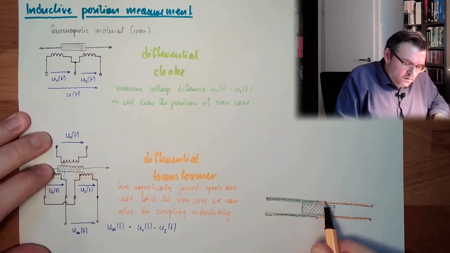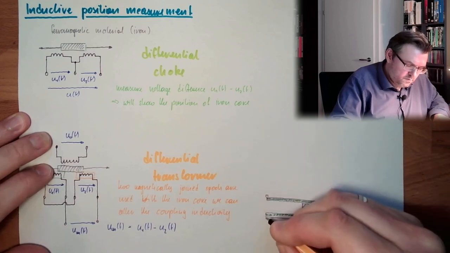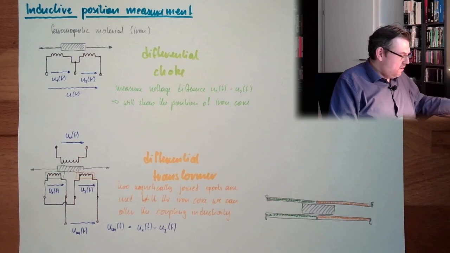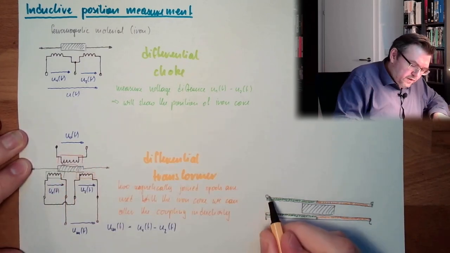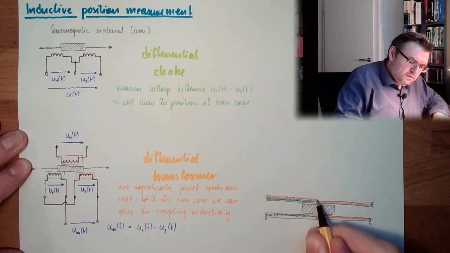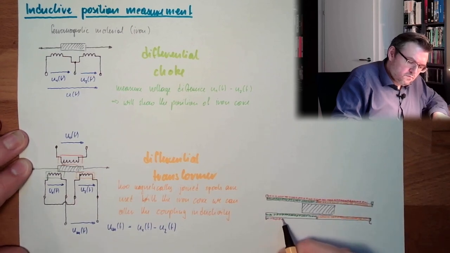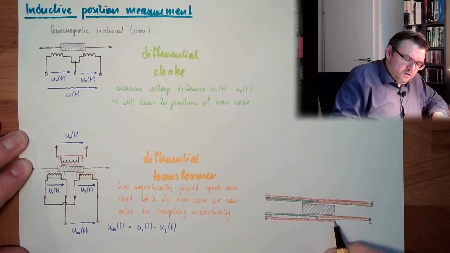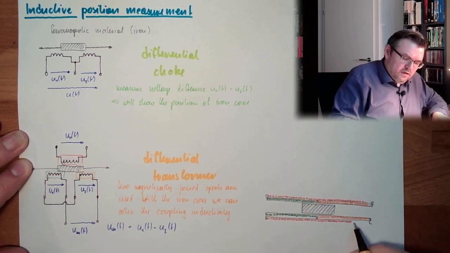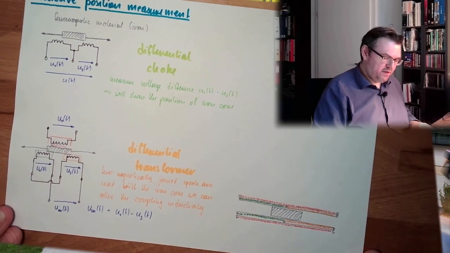and then above this all, above this, I have here this coil, the main coil. Yeah, this is located here. This is how you could imagine how this is working. Differential transformer. Also a way of how to inductively determine a position. Inductive position measurement.